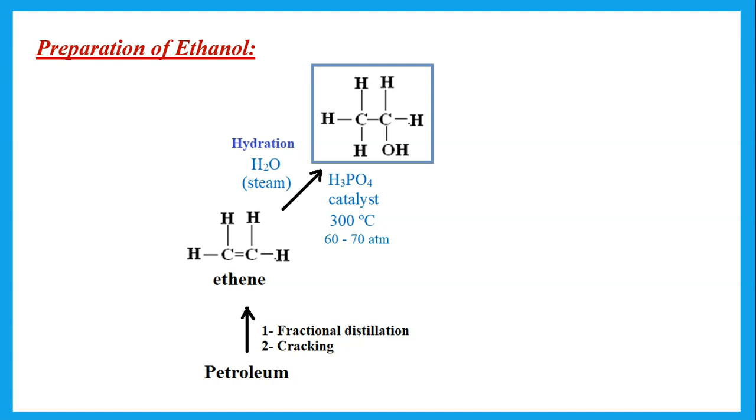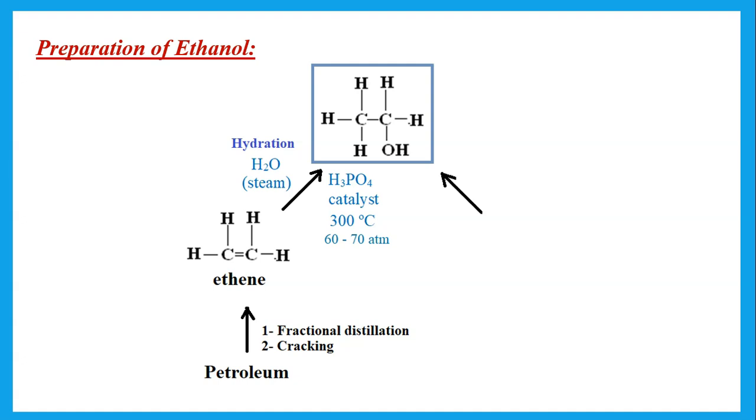One disadvantage of this method is that crude oil is a non-renewable resource, and the other disadvantage is we need high temperature and high pressure, so this process is expensive. But the advantage of this process is it is fast. As soon as I add steam to ethene, I get ethanol, and the product is pure.